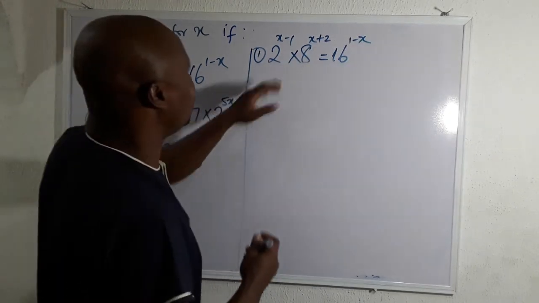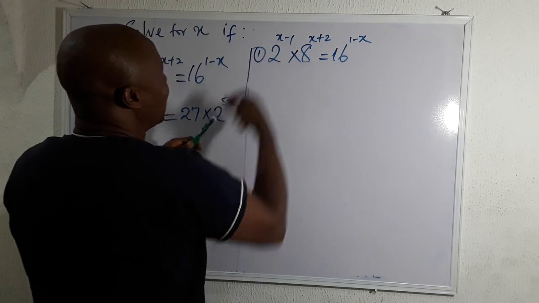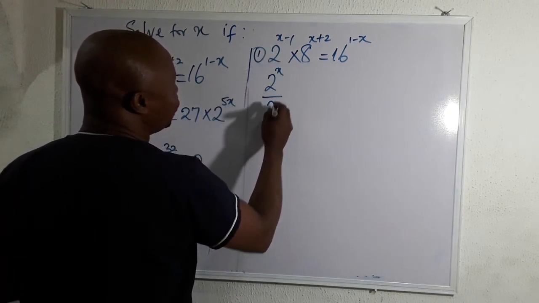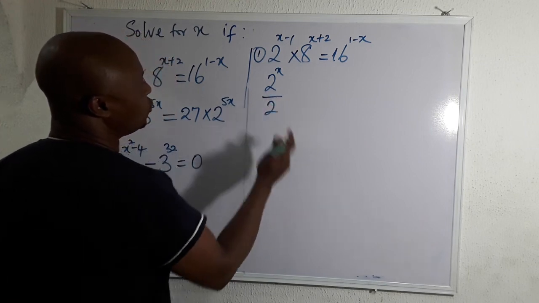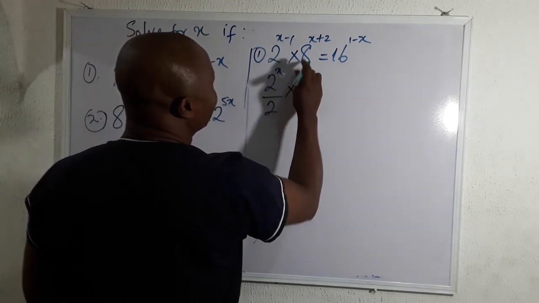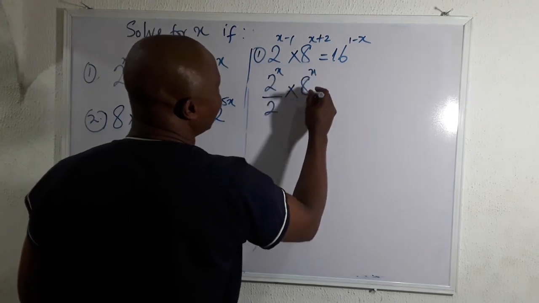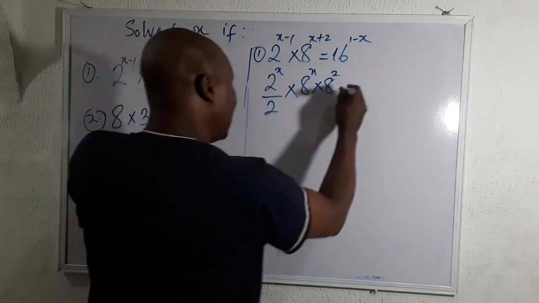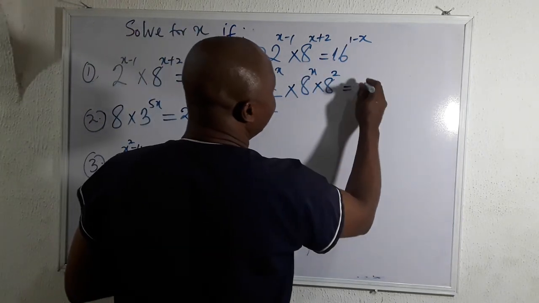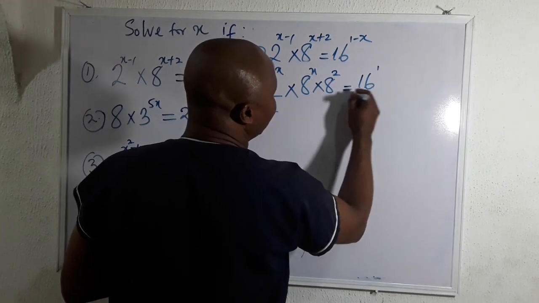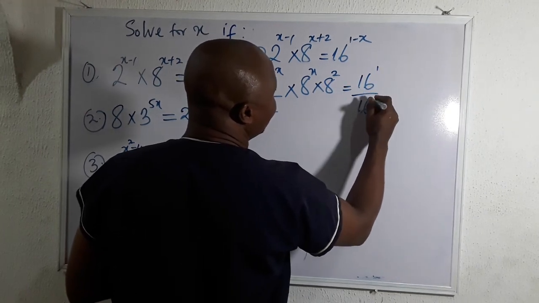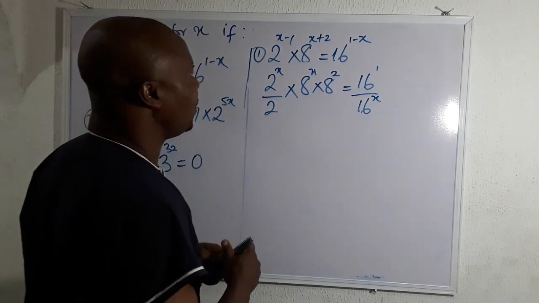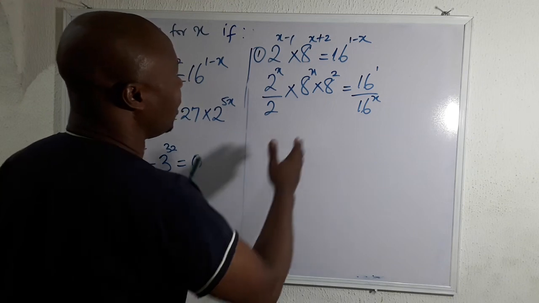So what we can do is to apply the law of indices to rewrite this one as 2 raised to power x divided by 2 raised to power 1. Of course, 2 raised to power 1 is the same as 2, so that will be times 8 raised to power x times 8 raised to power 2, and that will be equal to 16 raised to power 1 divided by 16 raised to power x. Now, what we can simply do right away is to cross multiply.